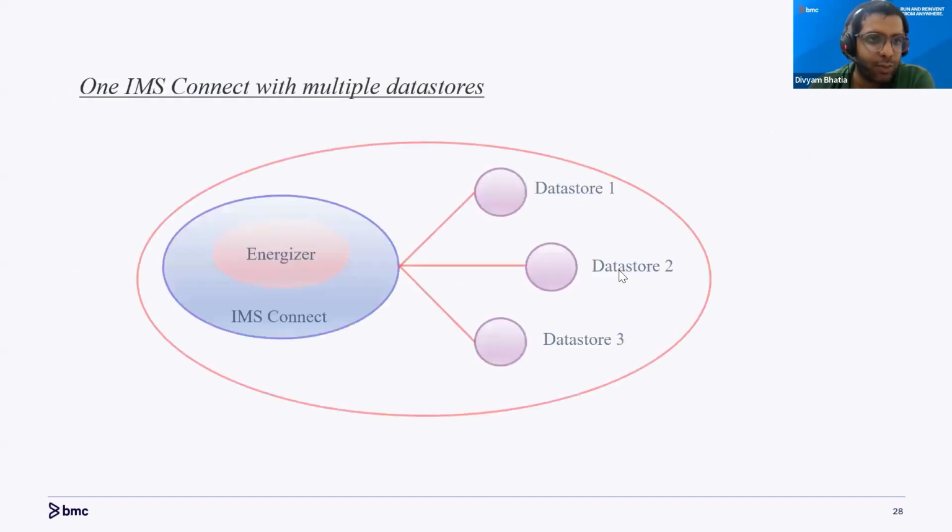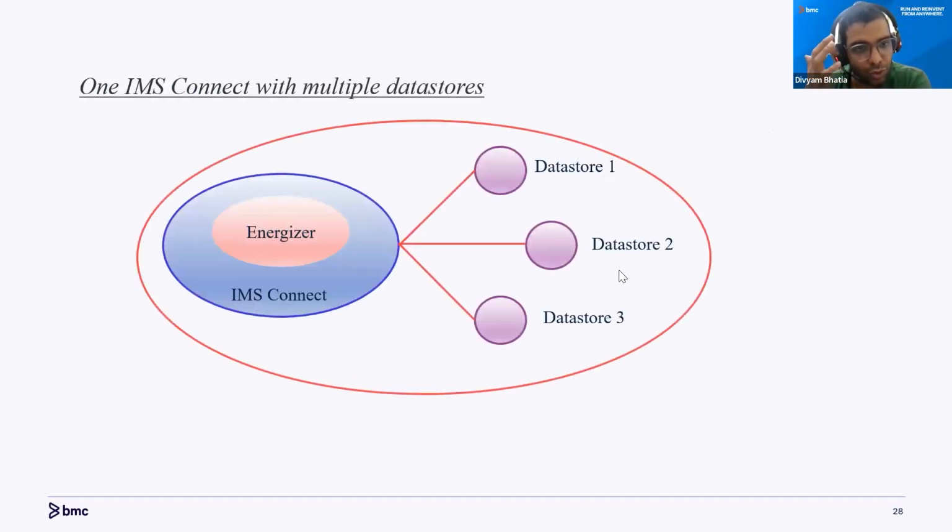So essentially, this is the one IMS Connect with multiple data store configurations. So you have this blue box wherein we have the IMS Connect. The red one represents the E group. Energizer runs within the IMS Connect. So essentially, it is a part of IMS Connect. And after that, this IMS Connect is connected to 1, 2, and 3 data store. So essentially, this is one IMS Connect, which is connected with multiple data stores, 1, 2, and 3.